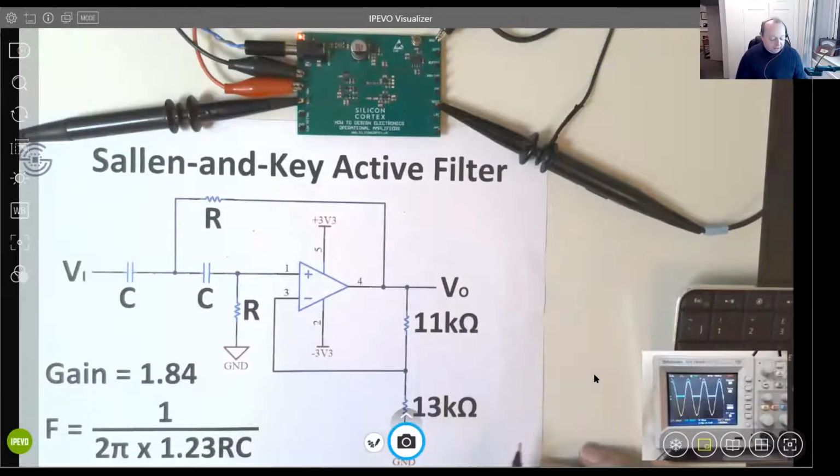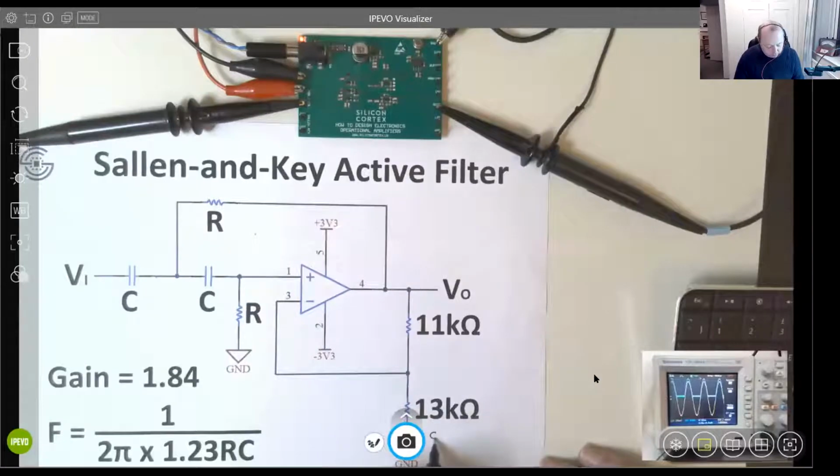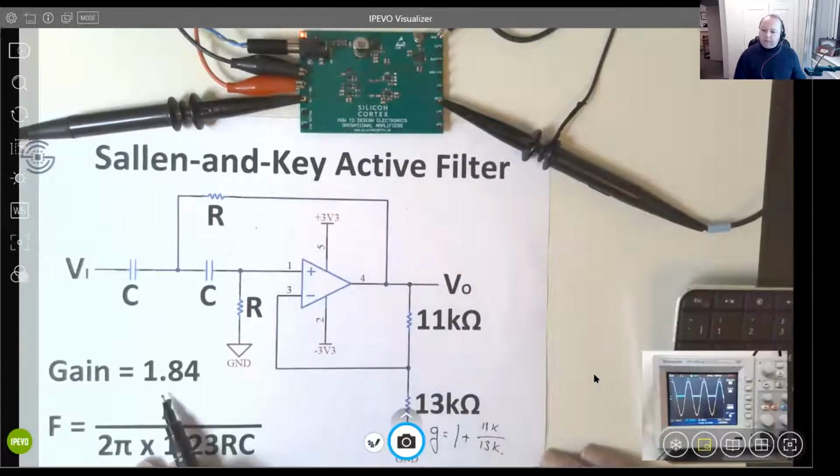And it's a ratio. It's not exactly 11, exactly 13. It's a ratio between the two, which must be, this is called a Chebyshev, this version. This version here must be, this gain has to be 1.84. So this is the non-inverting. So the gain, of course, is 1 plus 11K over 13K, which you will find is about 1.84 if you get calculators out.